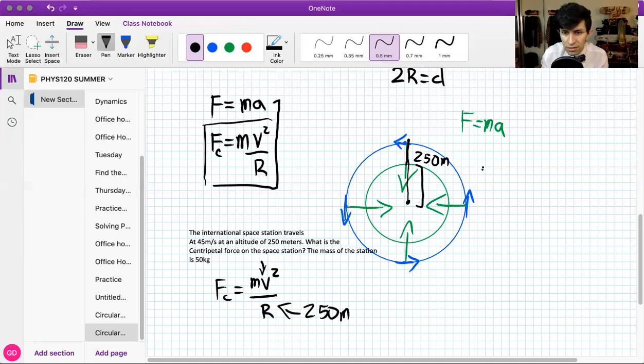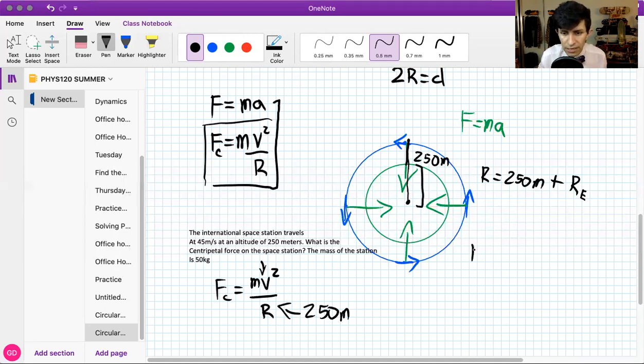So the total radius would be equal to the 250 meter altitude plus the radius of the Earth. I'm going to put an R, and I'm going to put E for Earth, whatever that is. Whatever you get for that addition, that's what you plug into this equation, and then you can solve for the centripetal force. For the sake of simplicity, we're going to make up a number for the radius of Earth, but again, for homework, you can just look it up on Google. For exams, you will be provided with this information if I ask you for something like that.